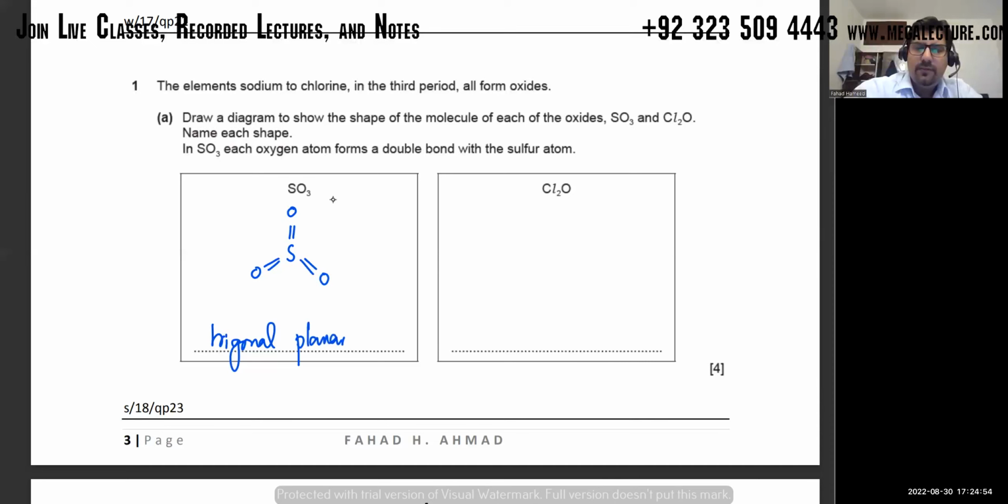Or Cl2O, that's O with two Cls. And the O has two lone pairs. So the angle is 104.5 degrees, and this one is non-linear.